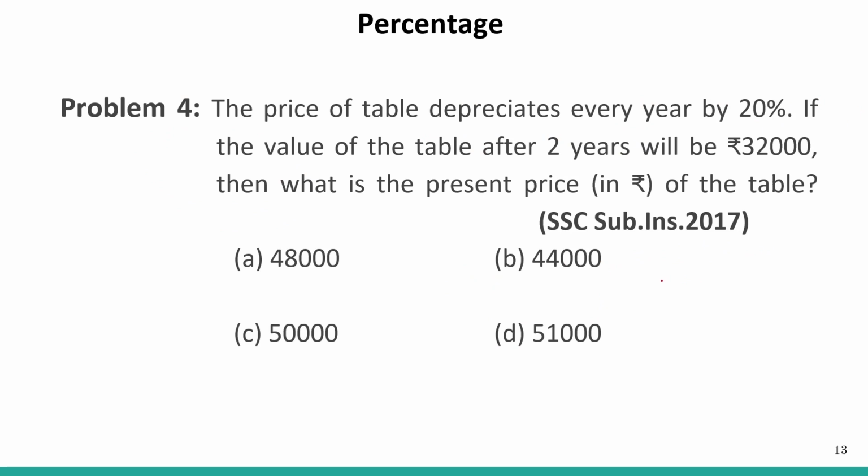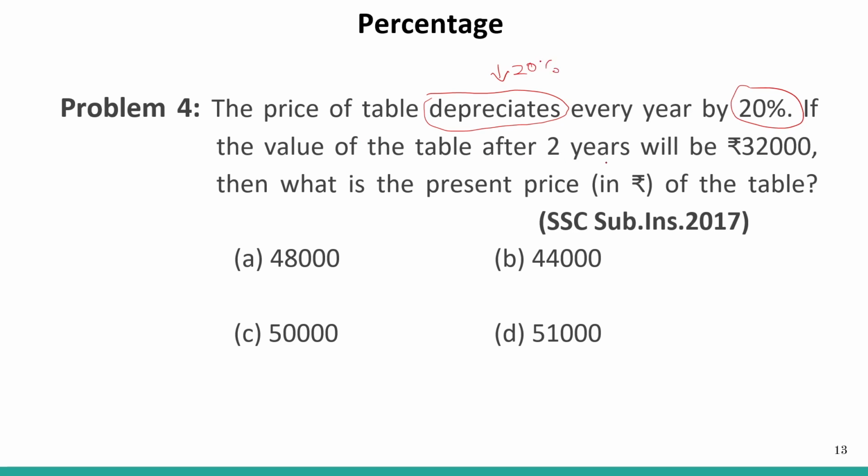Let's see the next problem. So problem number 4. Okay, the price of a table depreciates every year by 20%. Okay, so it depreciates and decreases every year by 20%. So 20%.